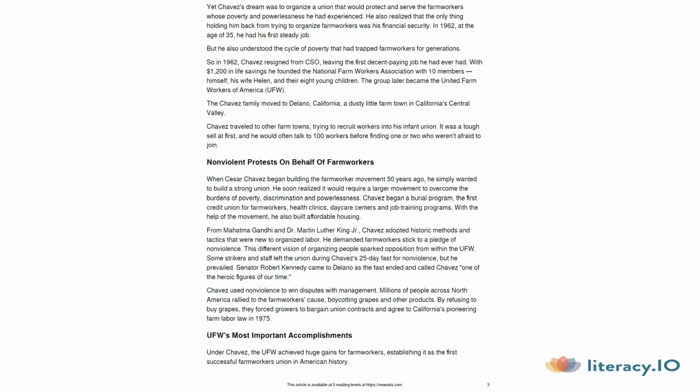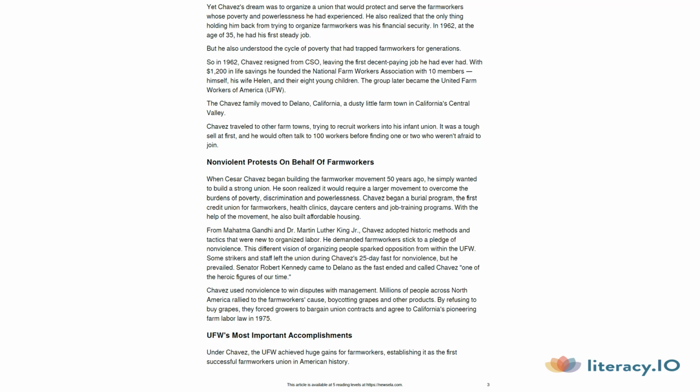Yet Chavez's dream was to organize a union that would protect and serve the farm workers whose poverty and powerlessness he had experienced. He also realized that the only thing holding him back from trying to organize farm workers was his financial security. In 1962, at the age of 35, he had his first steady job. But he also understood the cycle of poverty that had trapped farm workers for generations. So in 1962, Chavez resigned from CSO, leaving his first decent paying job he had ever had.